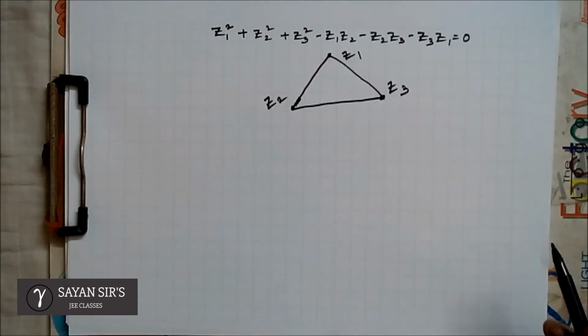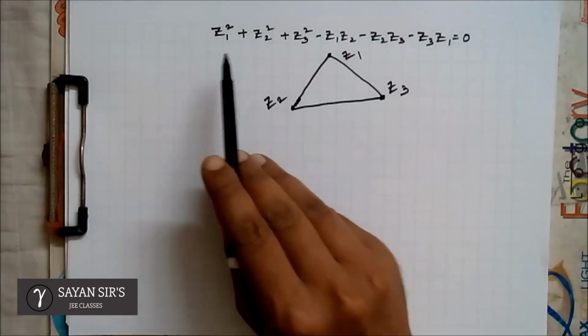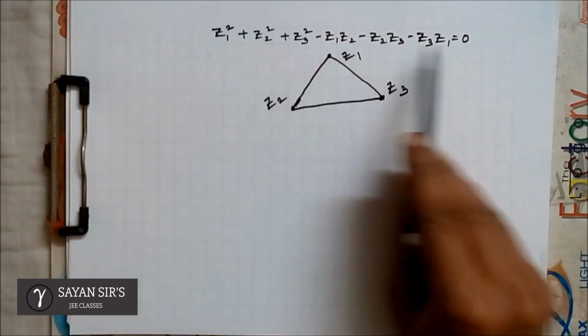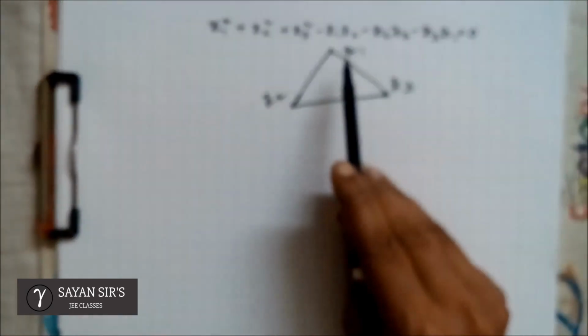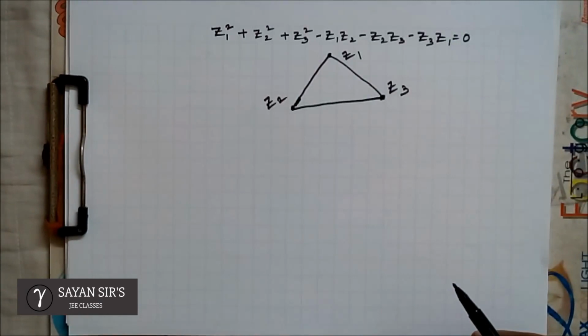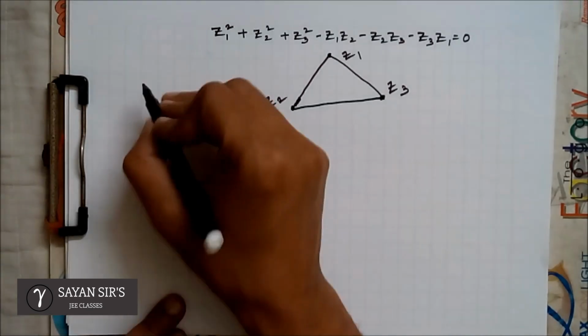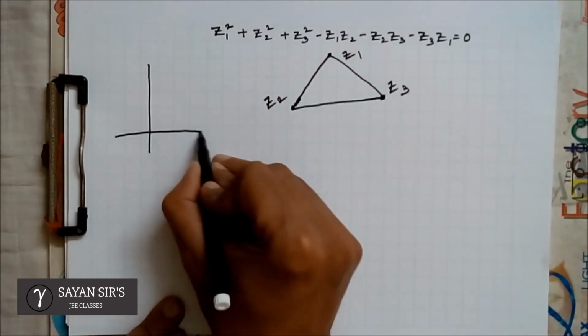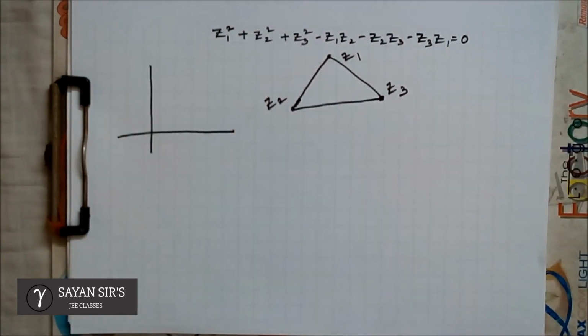So we'll prove that by first assuming that this is true, and from there we'll show that if this is true, then the triangle with vertices z1, z2, z3 will be an equilateral triangle. Before we start that, we'll just have to remind ourselves of a few concepts regarding complex numbers. So first of all, complex numbers have both magnitude as well as direction.